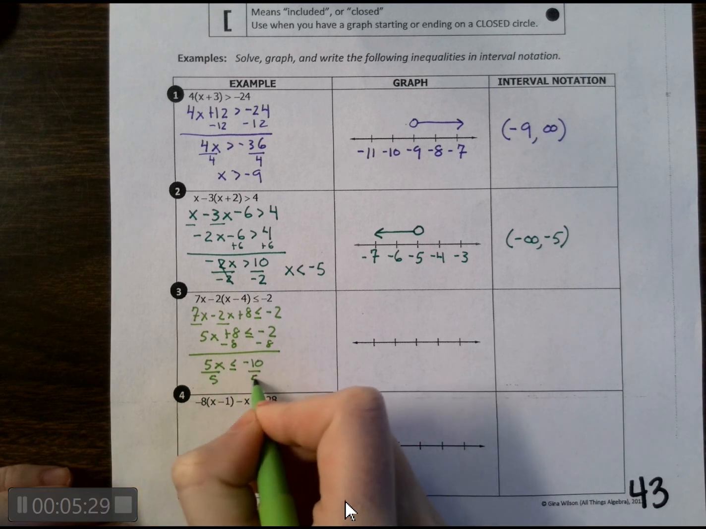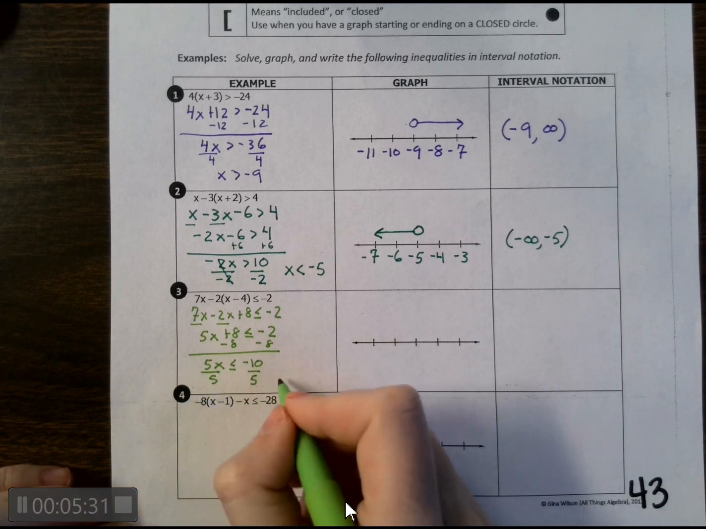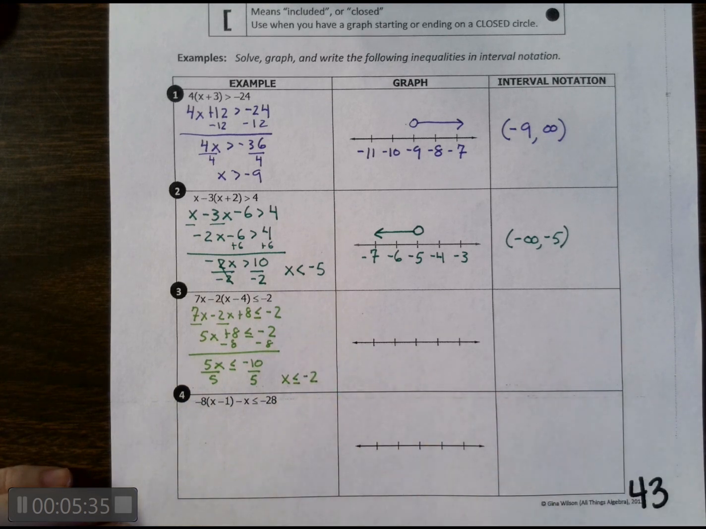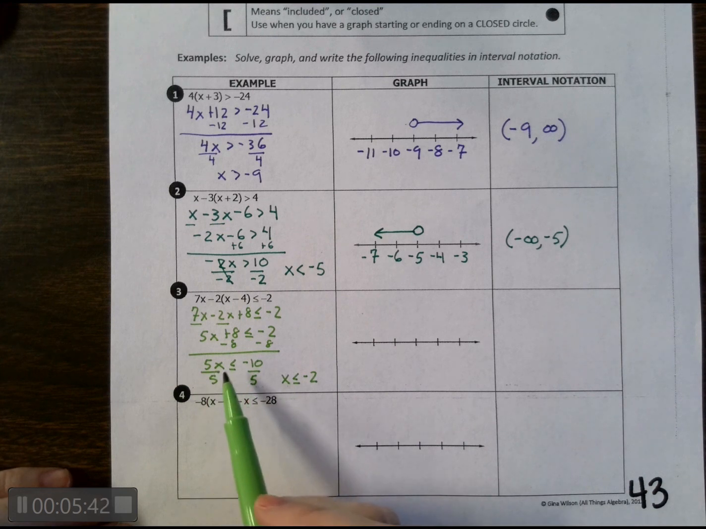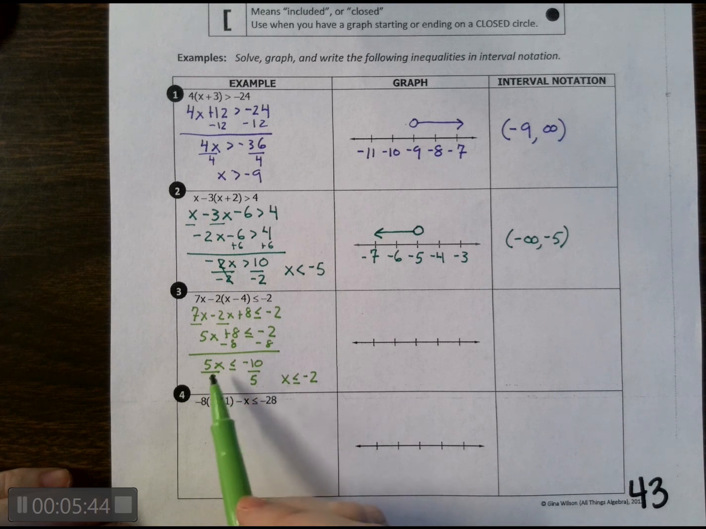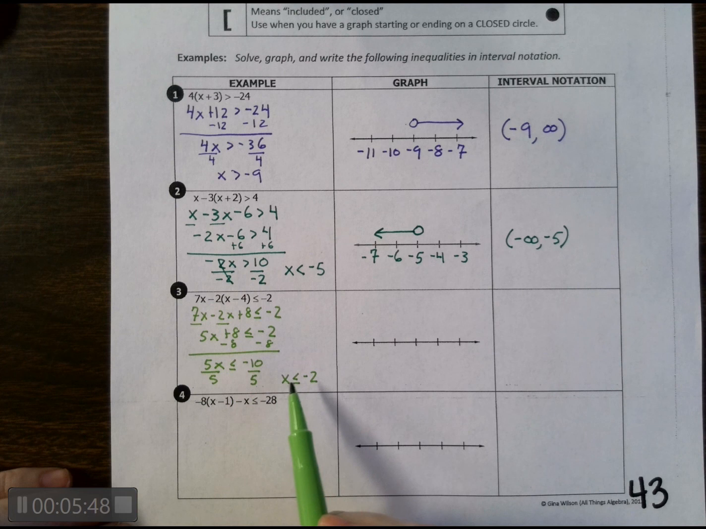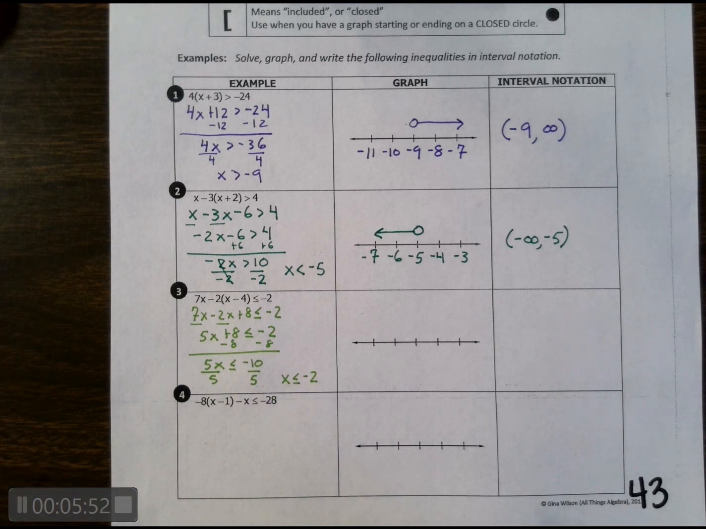Divide by 5. And x is less than or equal to negative 2. Remember, our sign only changes when we divide by a negative. So if this 5 had been a negative, then the sign would change. Because our 5 was not a negative, it's positive, our sign stays the same. Okay? Alrighty.